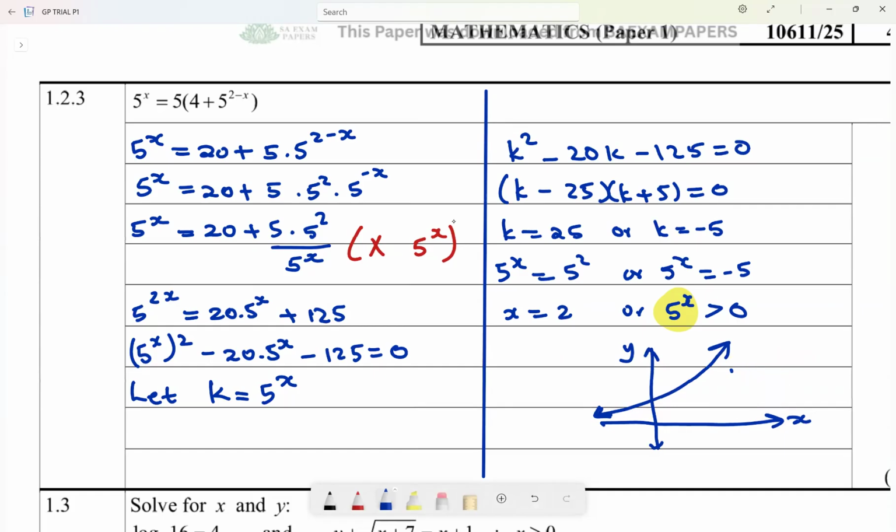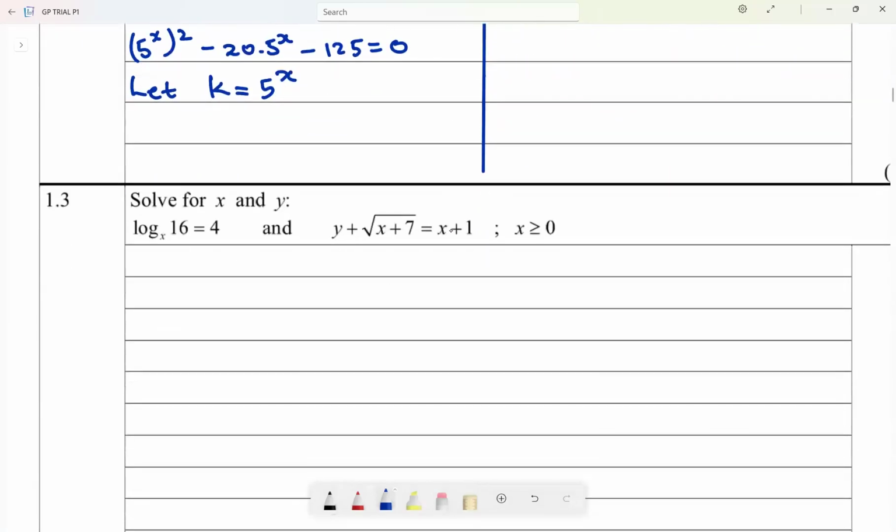So hence, when we see that it is negative, it can never happen. Anything raised to the power of x will never be negative. So 5 to the power of x is always greater than 0. Therefore, you're going to say no solution for this one, because it does not happen that we have 5 to the power of x being negative. Okay, I'm ready to move on.